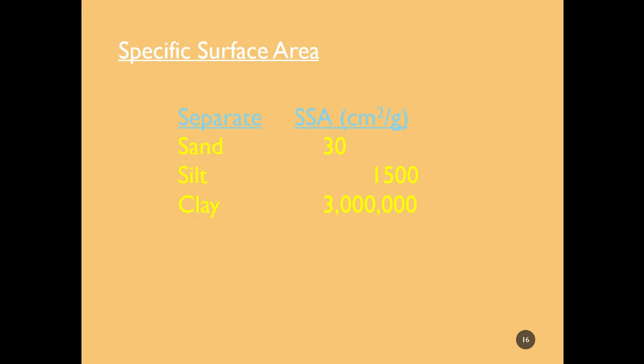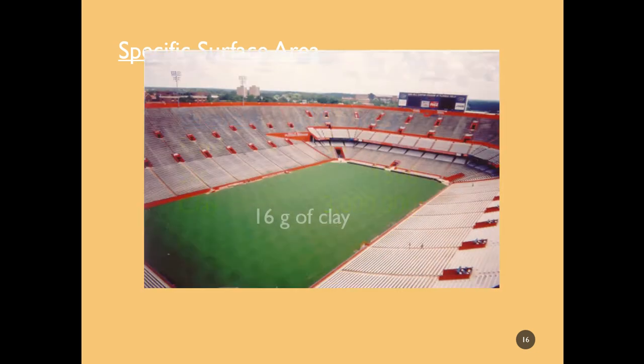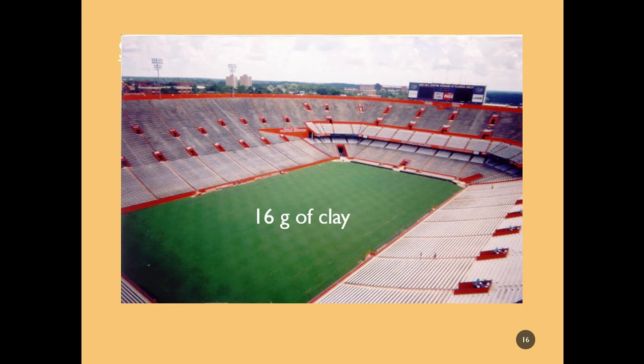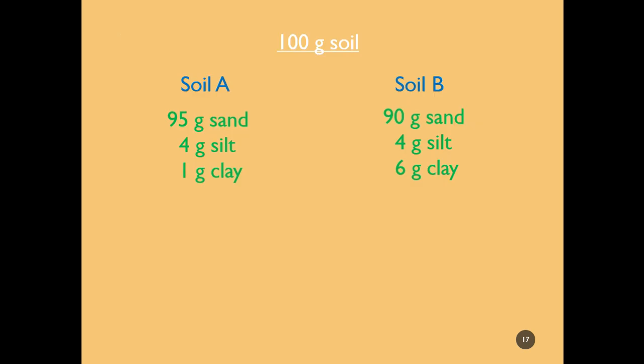So sand, silt, and clay, rough specific surface areas. Again, clay, exponentially higher surface area. In a soccer stadium size, surface area is equal to 16 grams of clay. So 16 grams of clay has as much surface area as an entire soccer field, all rolled up into less than a handful of soil.